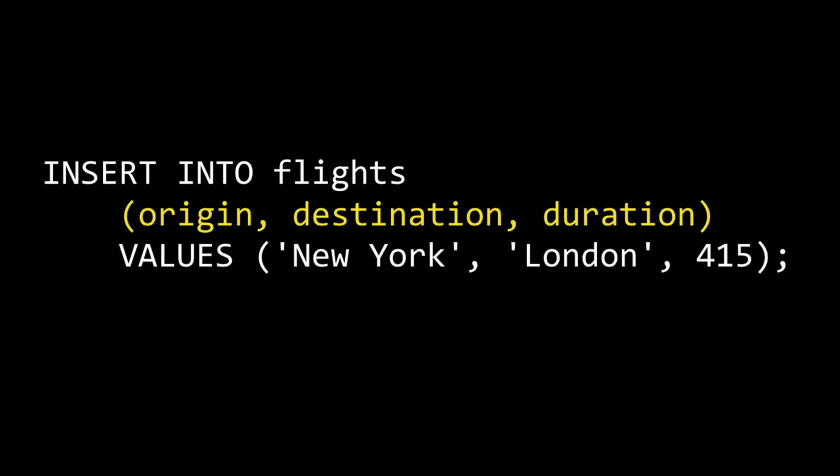And if I had other columns that had default values, for instance, I wouldn't necessarily need to include them here either if I wanted them to just take on their default values. I only include the columns that I actually want to insert values for. Because after the keyword VALUES in all capital letters comes what are the actual values I want to insert into this database. I want to insert New York as the origin, London as the destination, and 415 minutes as the duration for that particular flight. And so that query will allow me to do that insert.